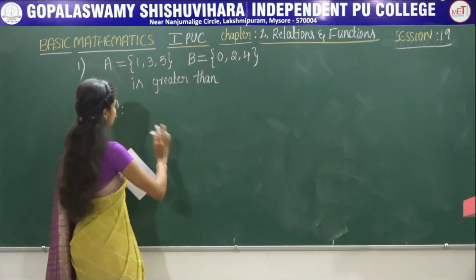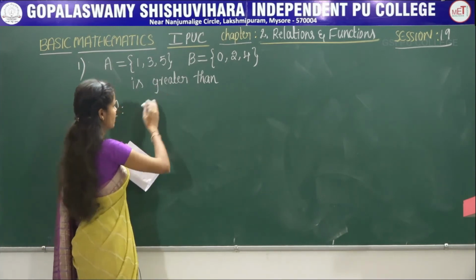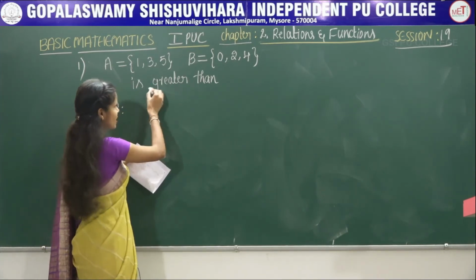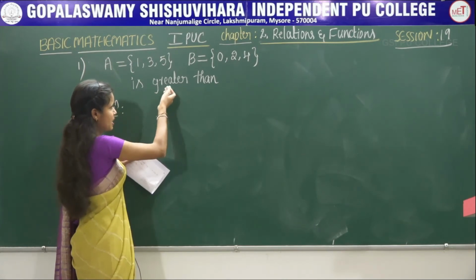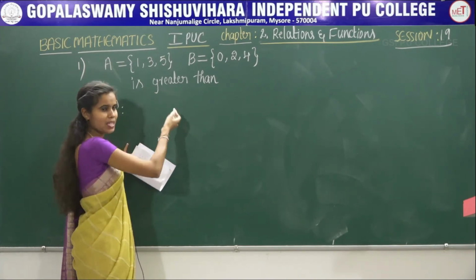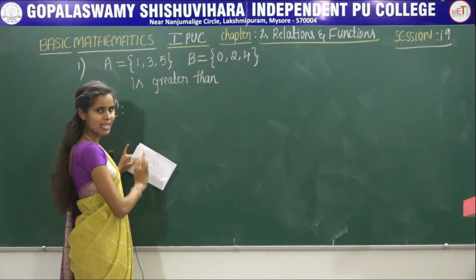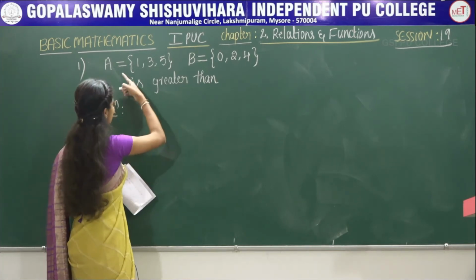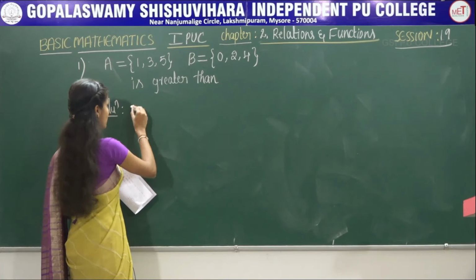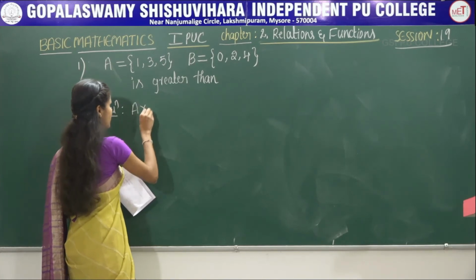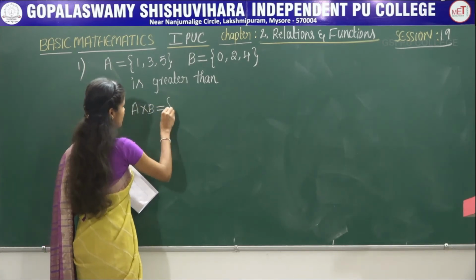Okay. First, find R means find the relation. Here the relation is given. The relation is greater than, which means the relation is in description method. So represent it in either roster form or set builder form. Okay. So first find the Cartesian product. Cartesian product means A cross B.